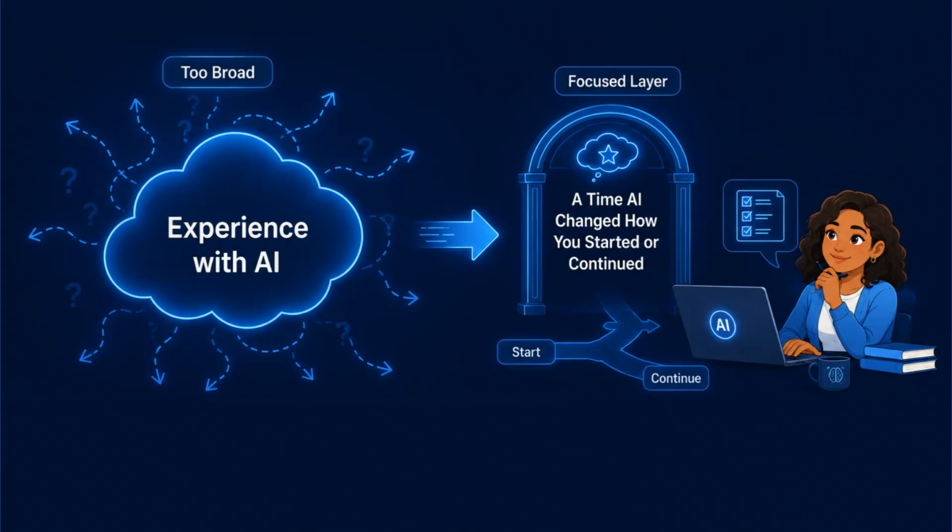Another common mistake is writing questions that are too broad. Tell me about your experience with AI may open conversation, but it does not guide the participant toward the layer you need. A stronger version would be, tell me about a time when AI changed how you started or continued an assignment.